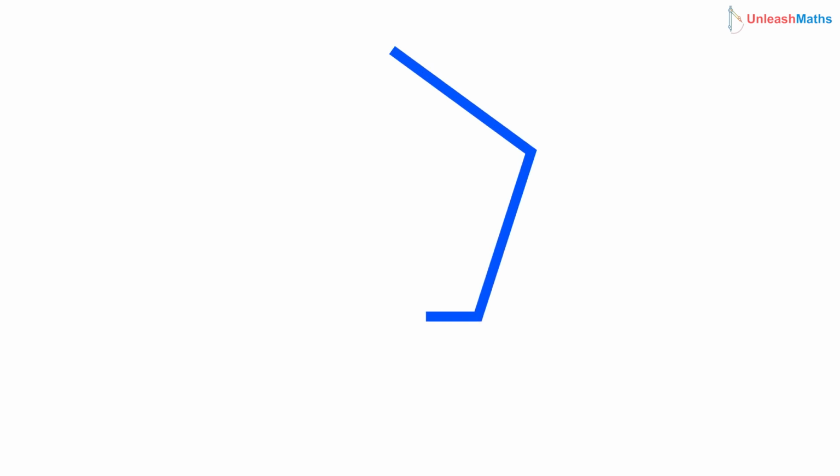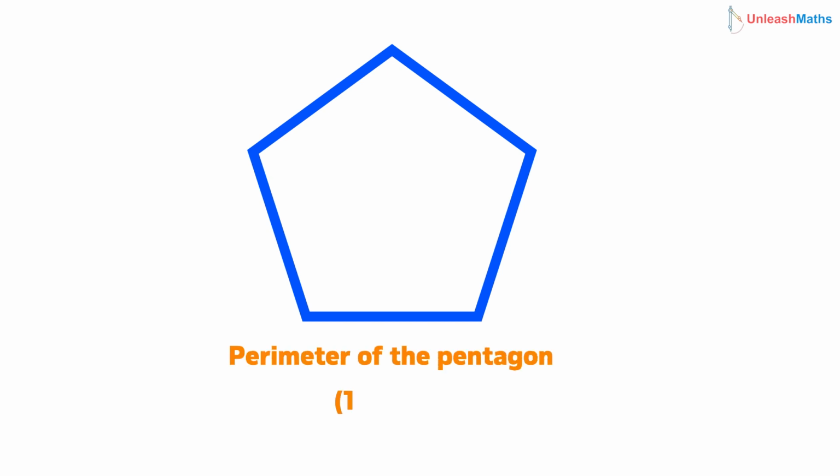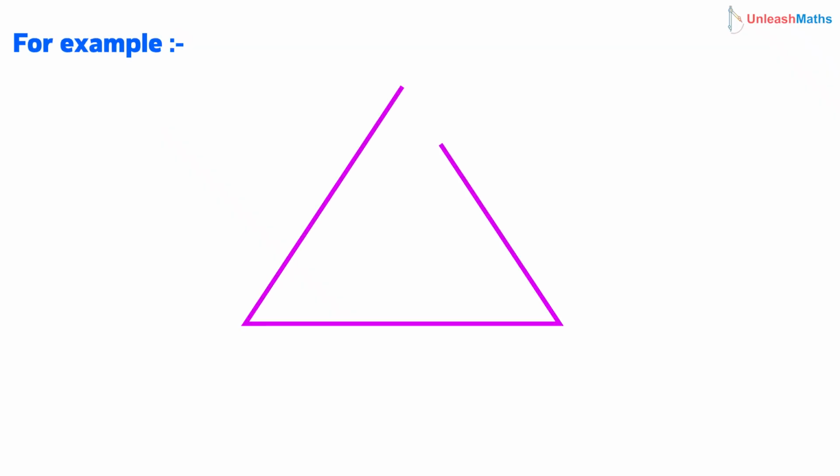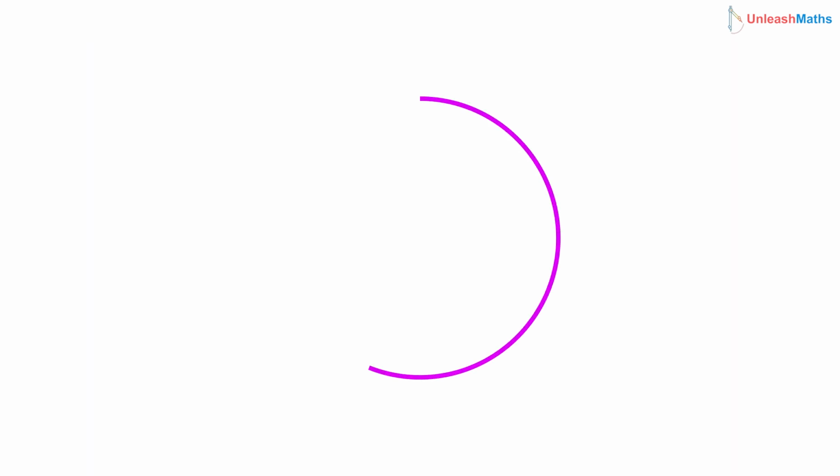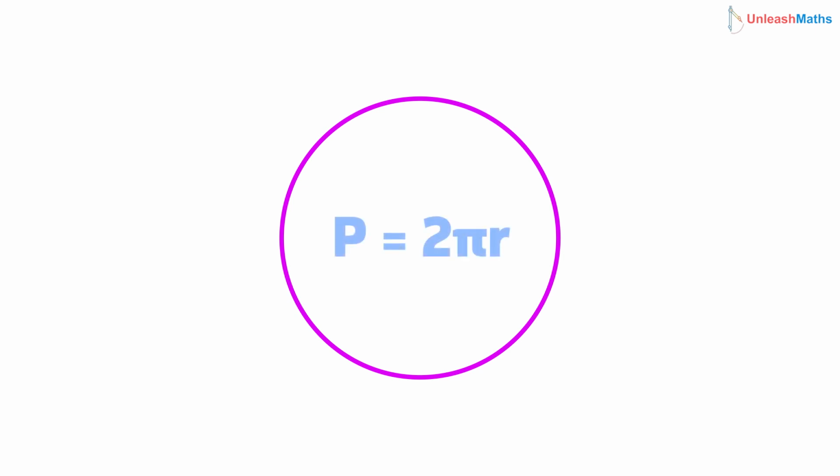So if the plot shape was a pentagon, then the outline would have been something like this. And if you calculate the total distance around its border, it's the perimeter of the pentagon. Apart from the rectangle and pentagon, you can find the area and the perimeter of other shapes as well. For example, the area of a triangular plot is half times the base and height. The perimeter of a circular plot is 2 pi r.